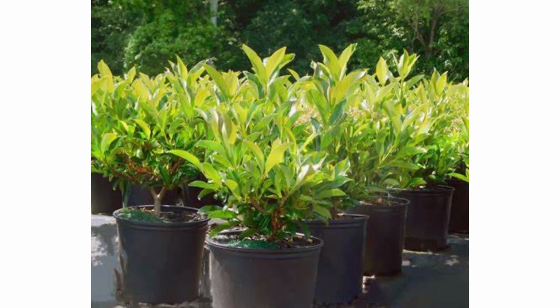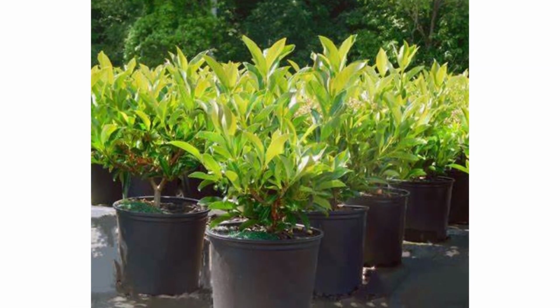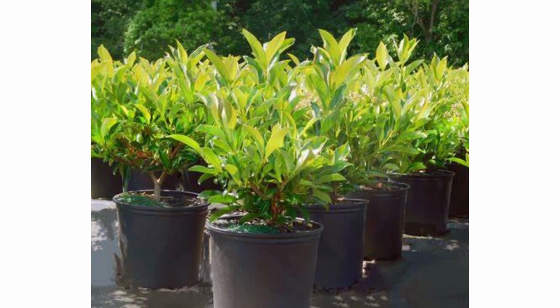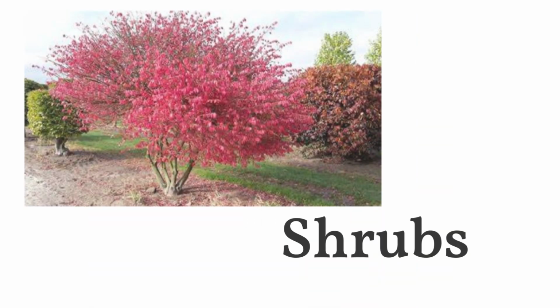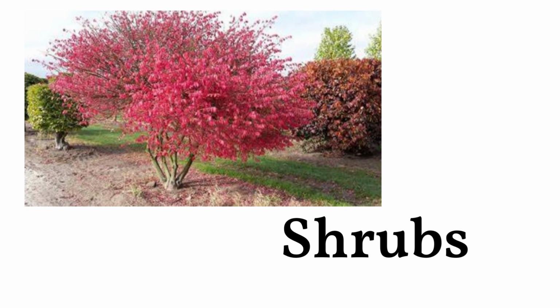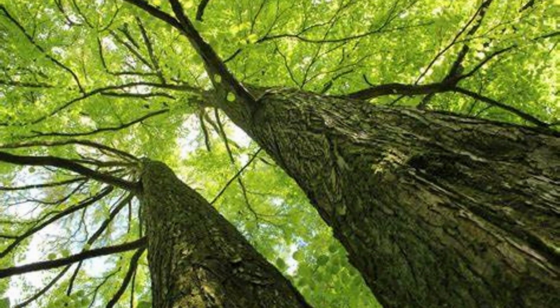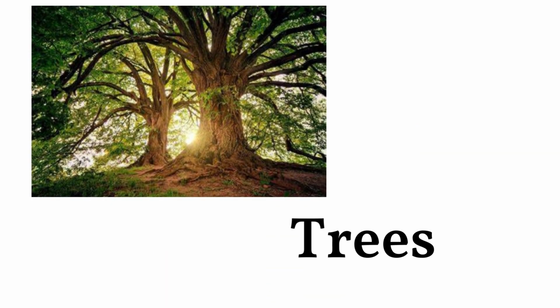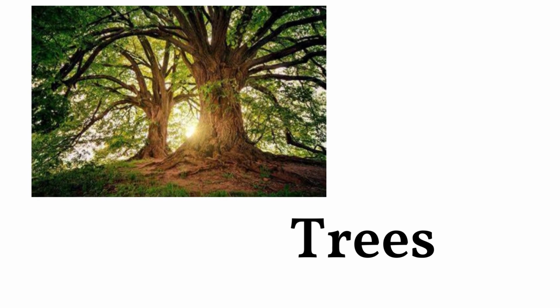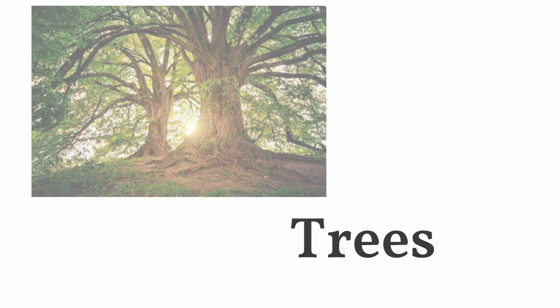Some plants have the stem branching out near the base. The stem is hard but not very thick. Such plants are called shrubs. Some plants are very tall and have hard and thick brown stem. The stem has branches in the upper part much above the ground. Such plants are called trees.